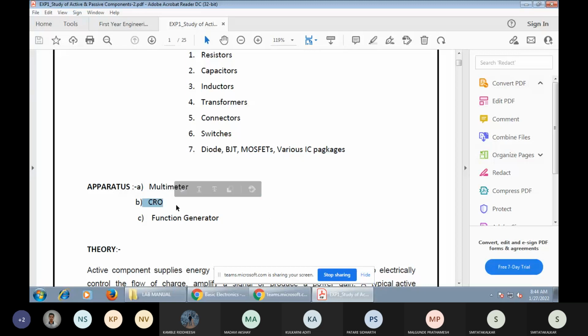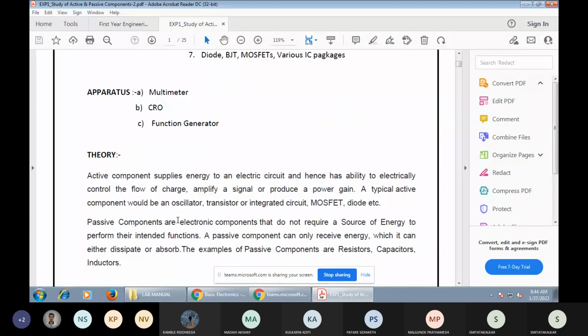In the CRO, cathode ray oscilloscope, it is used for displaying the output on a screen, like a sinusoidal wave from the function generator. The function generator is the input device we can use for sine wave, square wave, triangular wave, ramp, spike, all the functions, as the inputs, and the output will be displayed through the CRO.